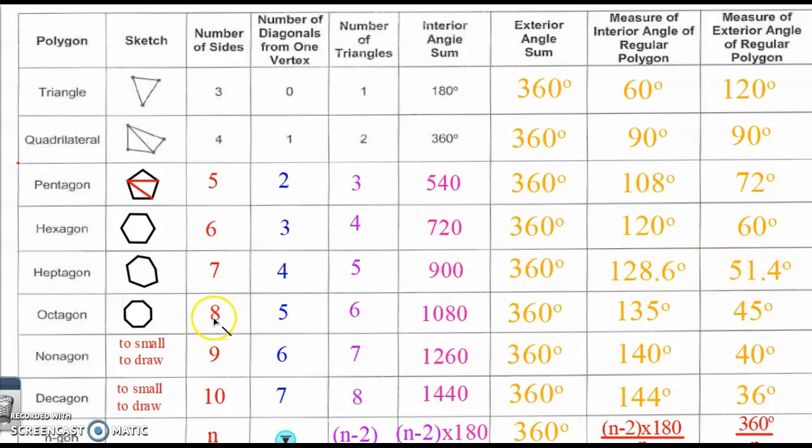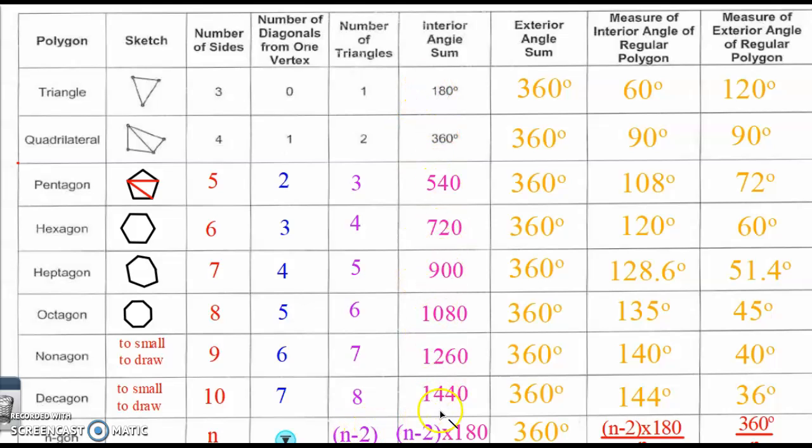Octagon is 8. If you know any Spanish, ocho is 8. And again, there would be 2 less sides, 2 less for triangles, 6. So I want you to compare this column here and this column here. 9-sided figures are called nonagons, and 10-sided figures are called decagons. And by the way, look at this column, 9 minus 2 is 7. So if we had an n-gon, n sides, the number of triangles is always 2 less.